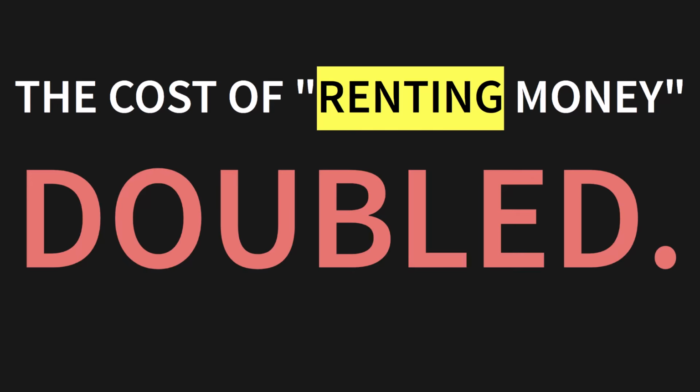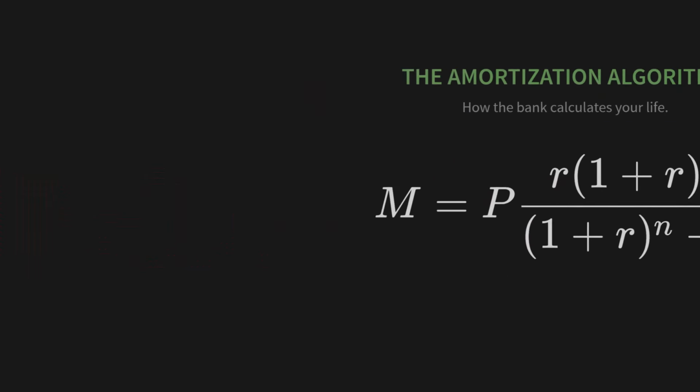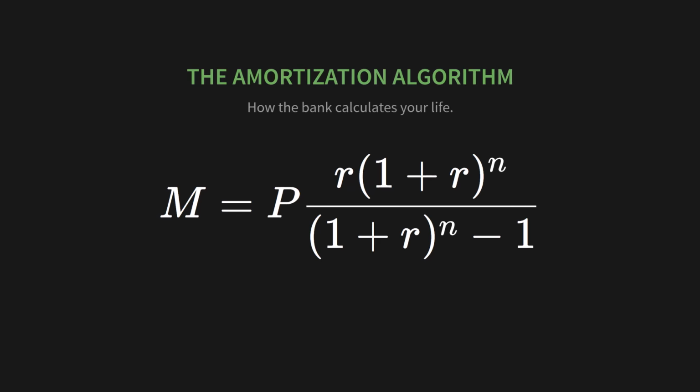Now that was just a quick estimate. The banks have a much more precise way of doing things. Let me introduce you to the amortization algorithm. This is how the bank calculates your life. You can see the formula on the screen. M equals P times, well, it's a bit of a monster. Don't worry about memorizing it.